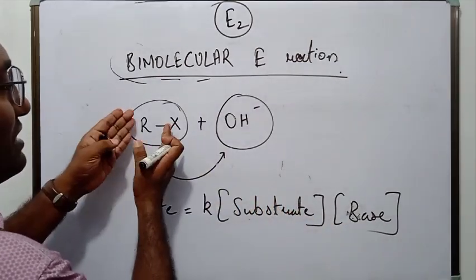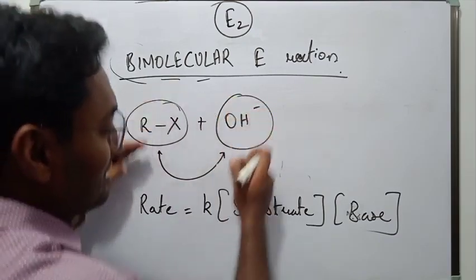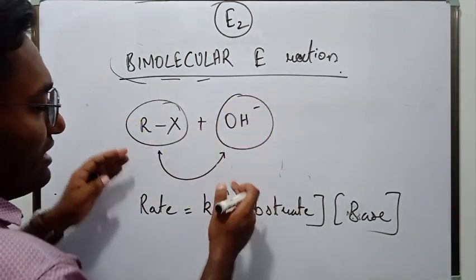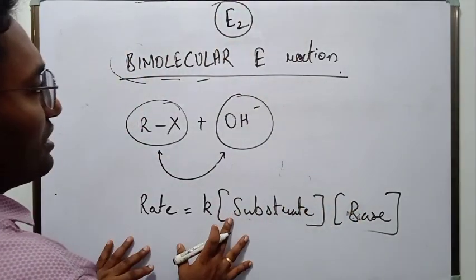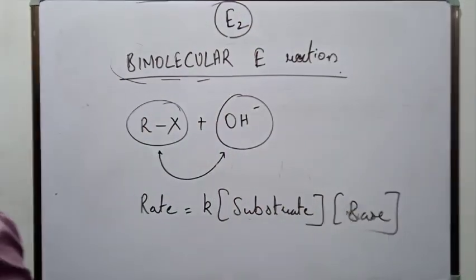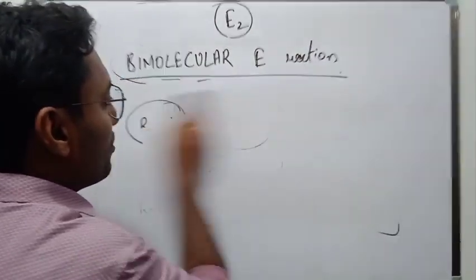If you increase the concentration of the substrate, or the concentration of the base, the chances of collision increase, and that would obviously increase the rate of the reaction. So that is a general introduction to the E2 reaction. To understand better what the E2 reaction is, let me draw the reaction itself.